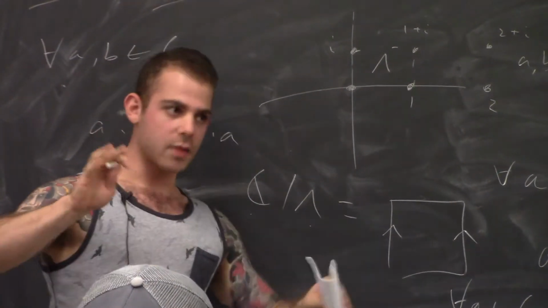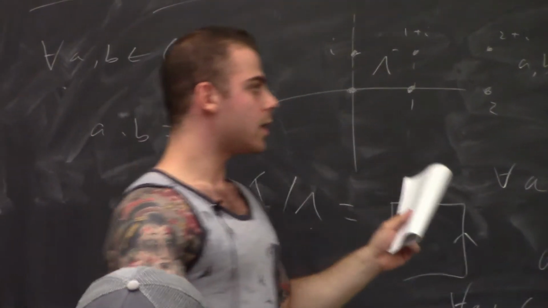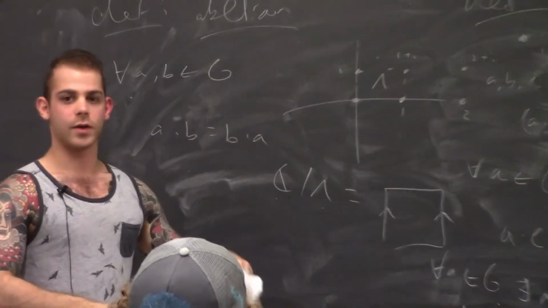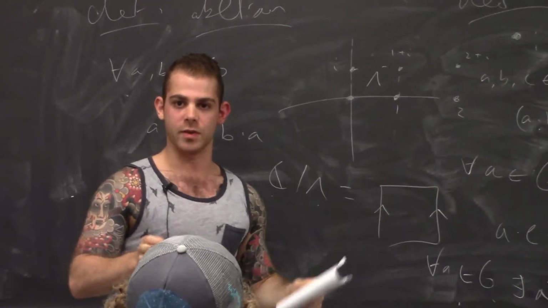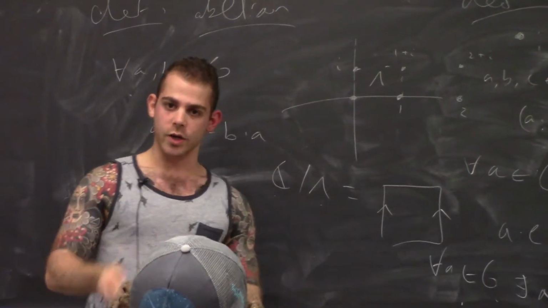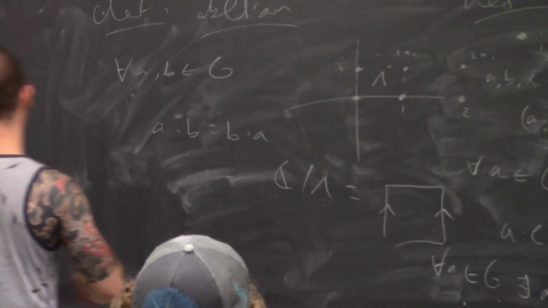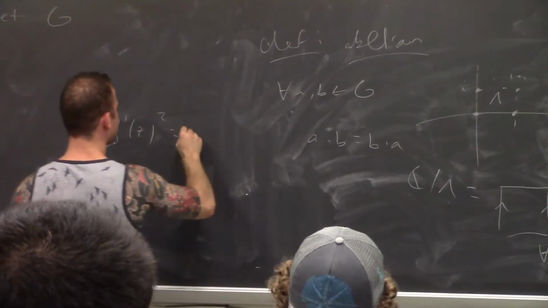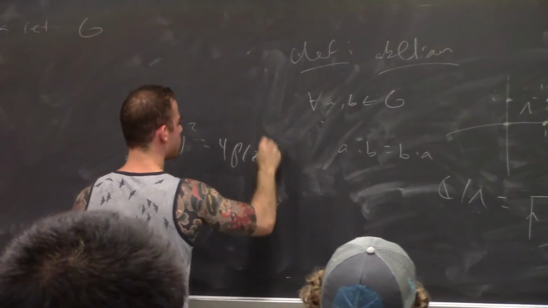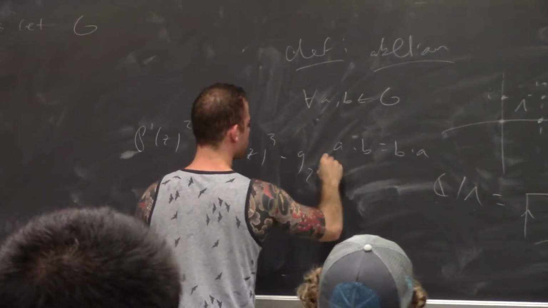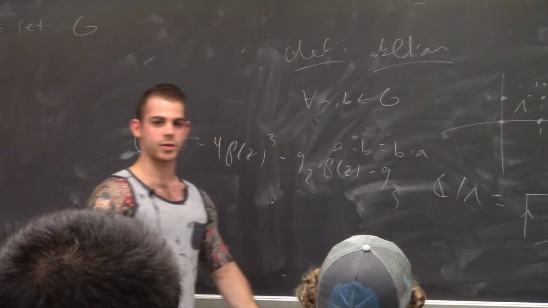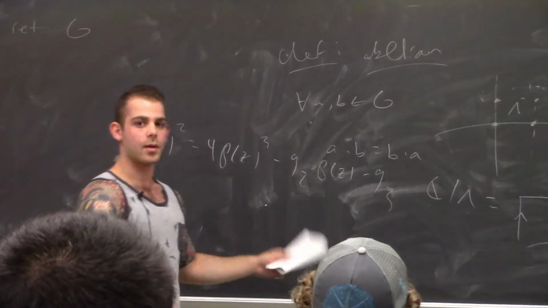And the mind-blowing fact is that there is a map from the torus to the sphere given by the Weierstrass P function. Now the reason the Weierstrass P function is special is because it satisfies P prime squared equals 4P cubed minus G2 P minus G3, where G2 and G3 are special constants. They come from the power series for P. I'm not going to tell you what P is.